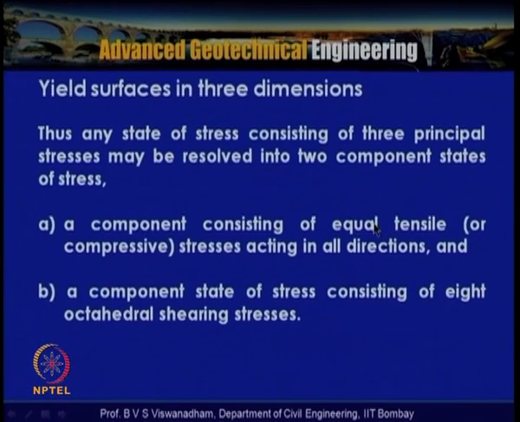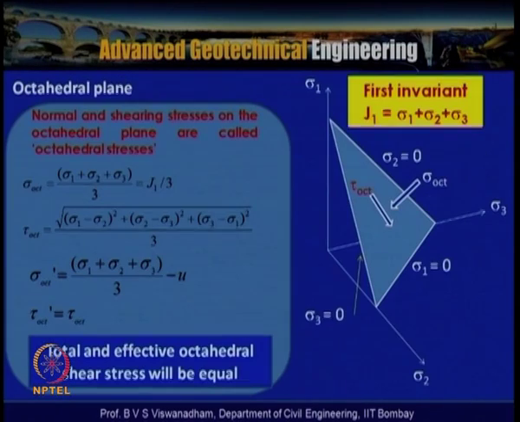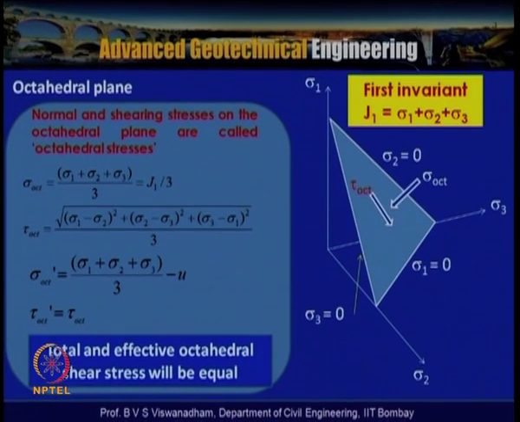So any state of stress can be represented by 2 component states of stress. One is the component consisting of equal tensile or compressive stresses acting in all directions, and the other is the component consisting of 8 octahedral shearing stresses. The normal and shearing stresses on the octahedral plane are called octahedral stresses.